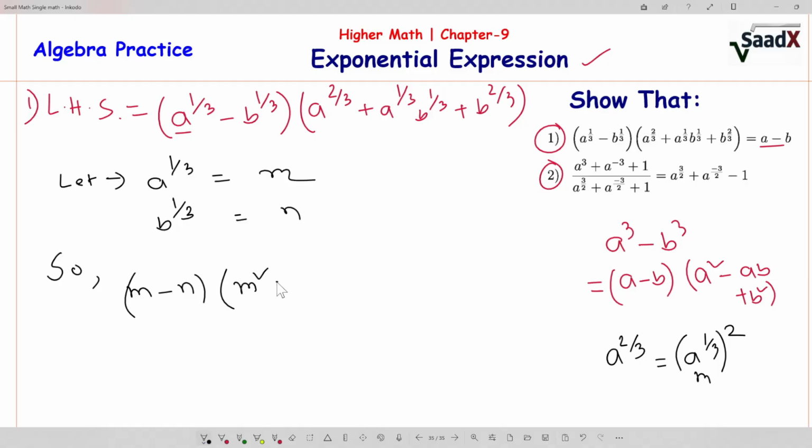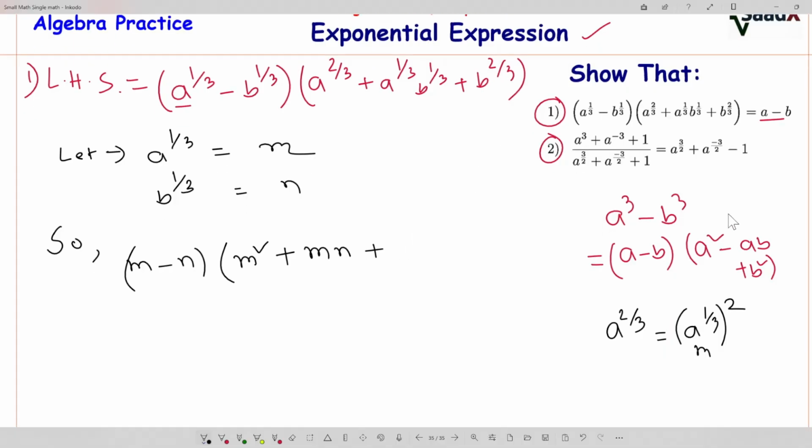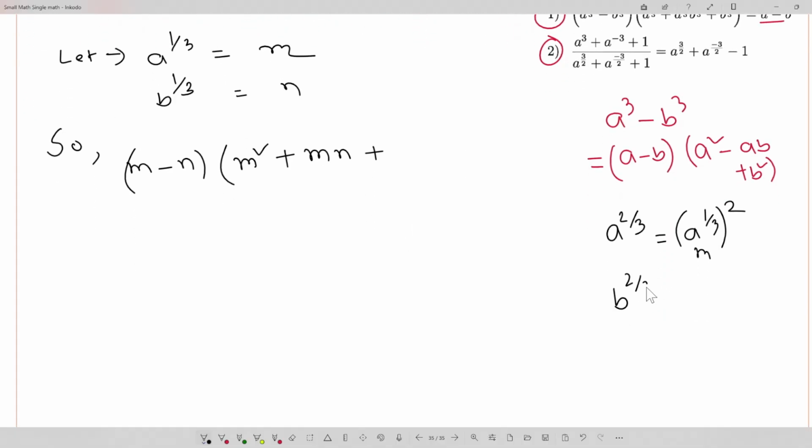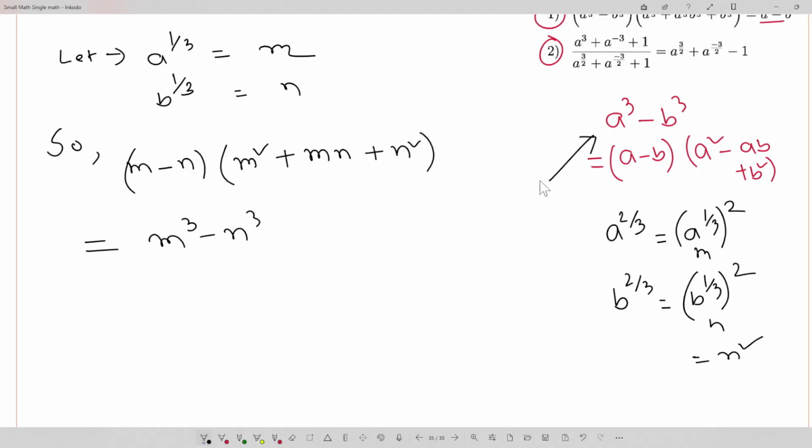m square plus, here a to the power 1 by 3 times b to the power 1 by 3, we can write mn, plus here b to the power 2 by 3. We can write b to the power 1 by 3 and whole to the power 2. We already have b to the power 1 by 3, which means n, so we can write n square. Now it's a simple formula: m cube minus n cube as per factorization, right?